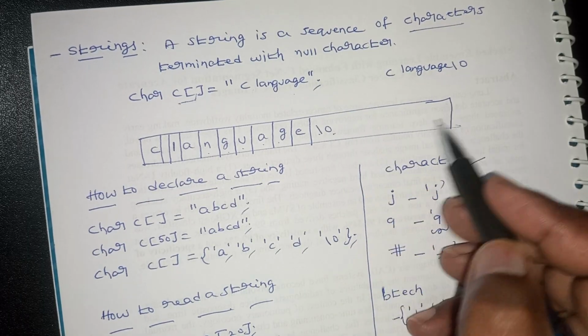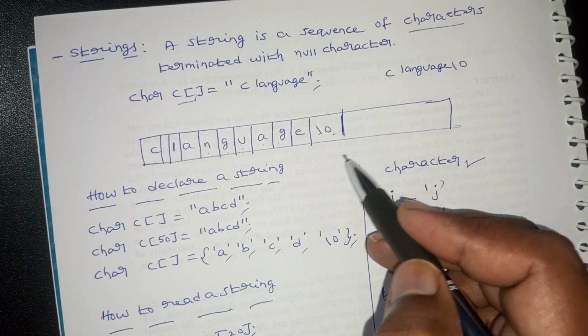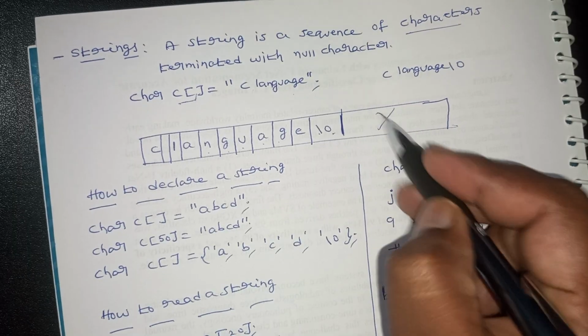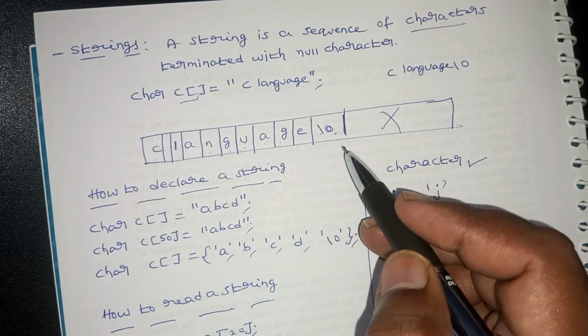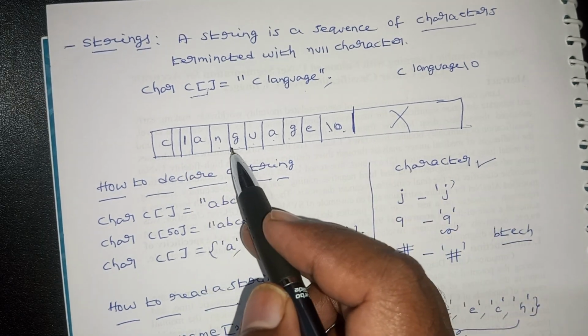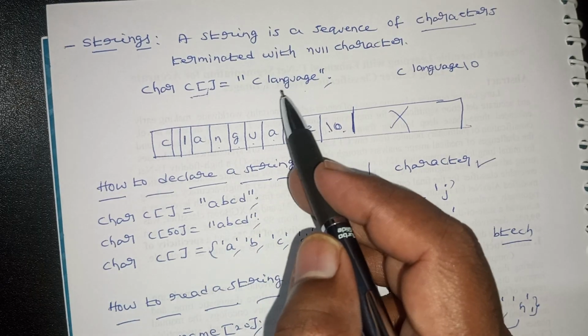Actually, I have drawn it very big here. It is only up to here. So this is the end of the string. This is not visible to us. In this way it is going to store. This is the memory diagram for the above array.